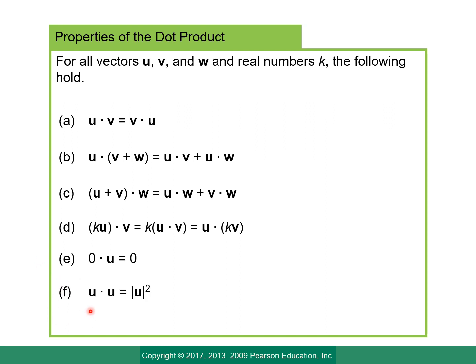And then if you have 2 of the same vector, so if you dot your vector with itself, it's actually the same value as if you find the magnitude and you square it. So let's say you wanted the dot product of a vector with itself, but you already knew the magnitude, then you could just take your magnitude, square it, and that's your answer.